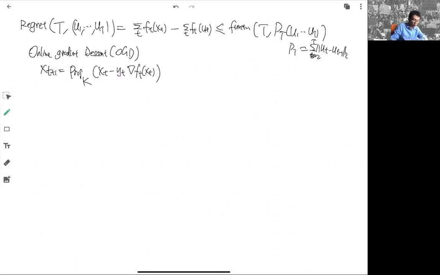We've shown that this algorithm has a static regret of G times D times square root of T. Just a quick recap: what is G? What is D? G is the upper bound of the gradient at any location. So we assume that these functions f1 to ft are G-Lipschitz.